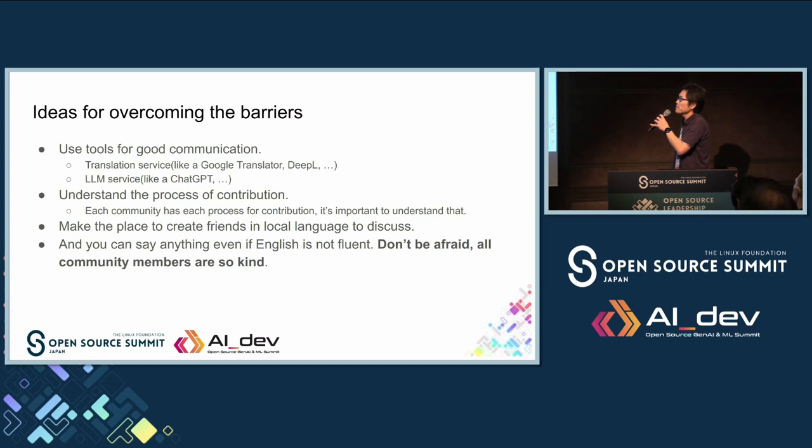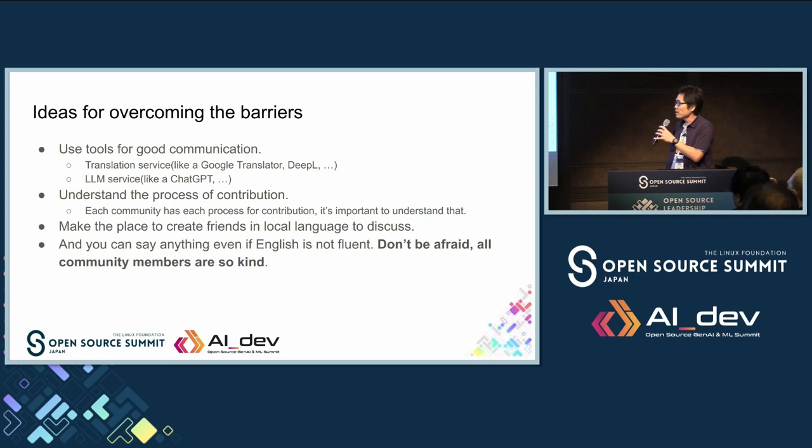So, ideas for overcoming these barriers. I raised up four items, and the first one is use tools for good communication. Translation service or LLM service, and a translation service is good, like Google Translator or DeepL. And recently, I use an LLM service like ChatGPT because my English skill is not good. I'm not fluent in English. But if you use these tools, you can communicate in English.